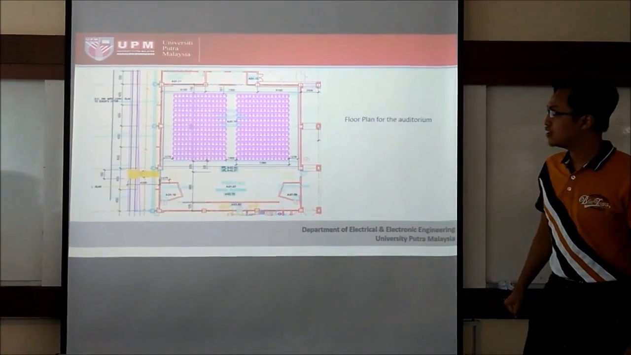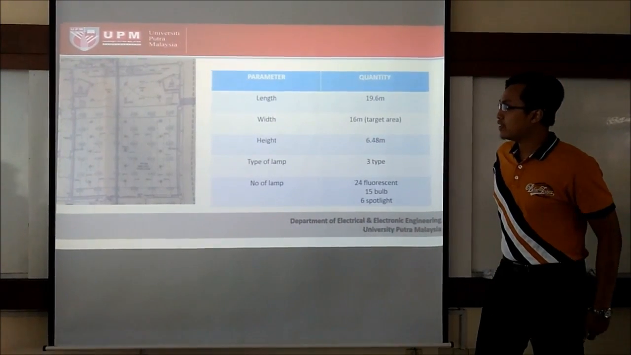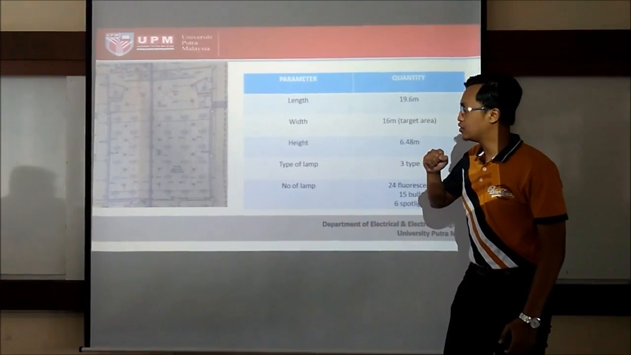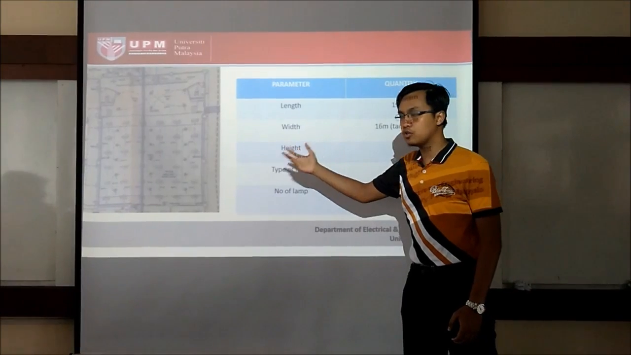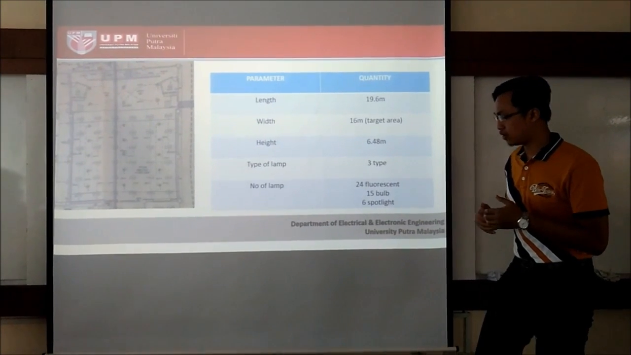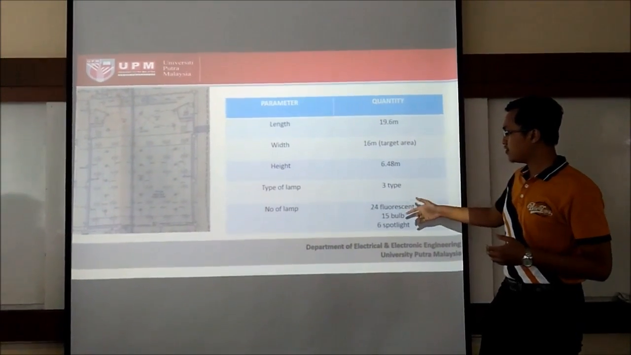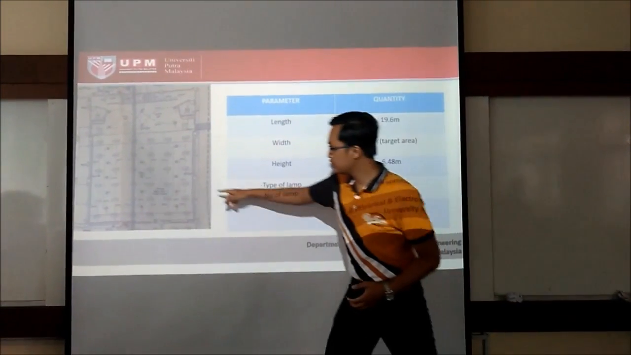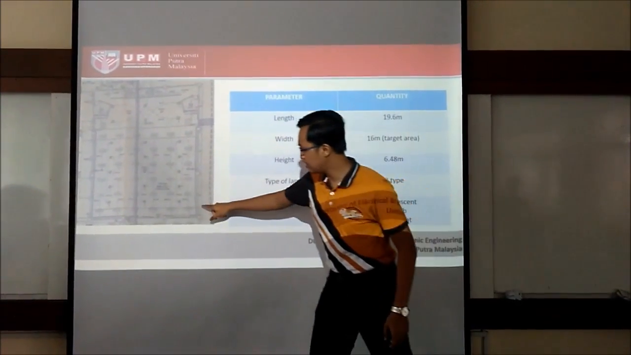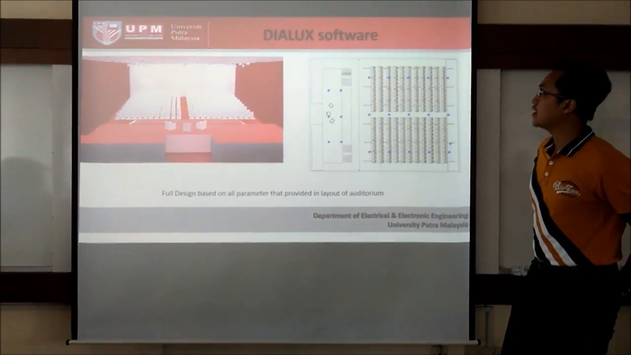Next, now I will go through this table, which is the blueprint for our auditorium rooms. It shows how many lamps will be used in that room. The total luminaires that we use are 24 fluorescent and 15 bulbs. Basically, this is a bulb. Then six spotlights here.